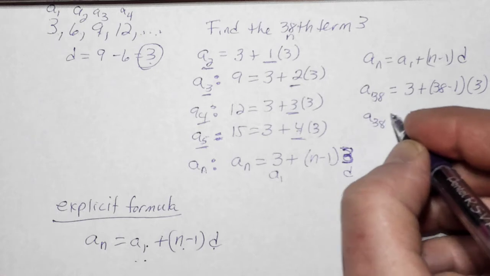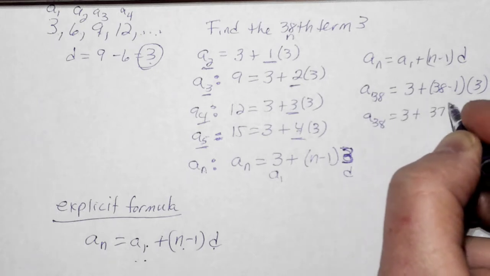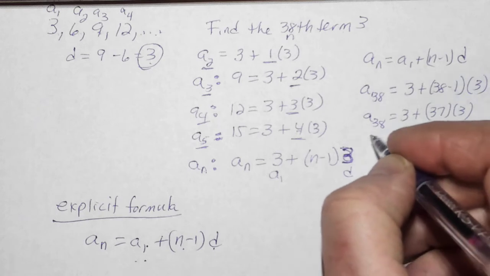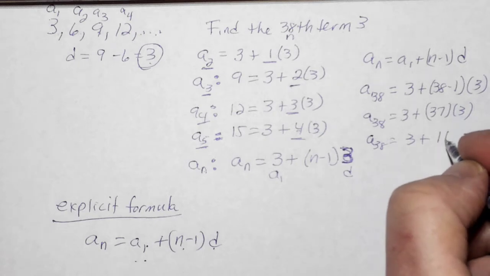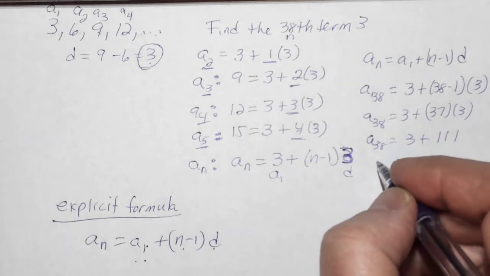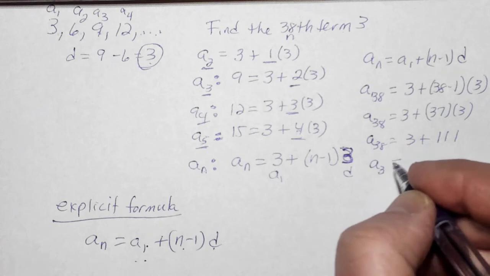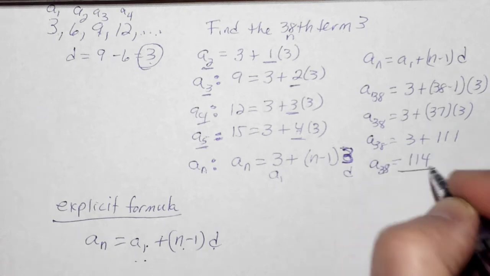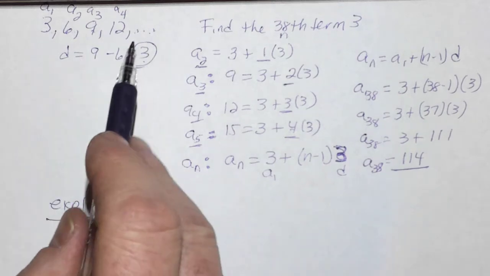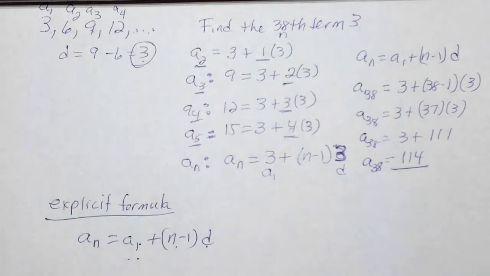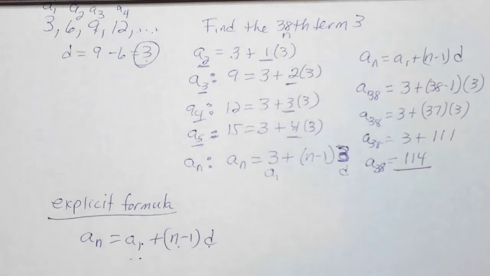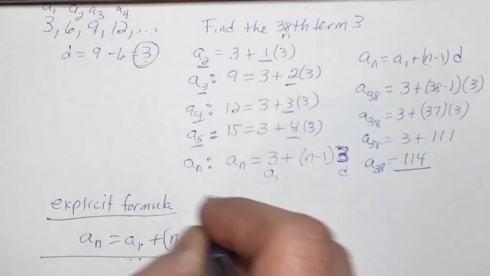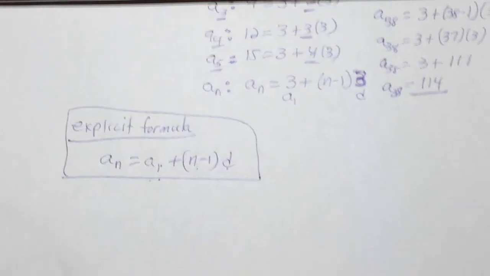So a sub 38 is 3 plus 37 times 3. 37 times 3 is 111. A sub 38 then would equal 114. And if you wanted to verify, you could write this out and find that 114 would be the 38th number on that list. We can do that with another example. So here's our explicit formula that we want to be able to use.